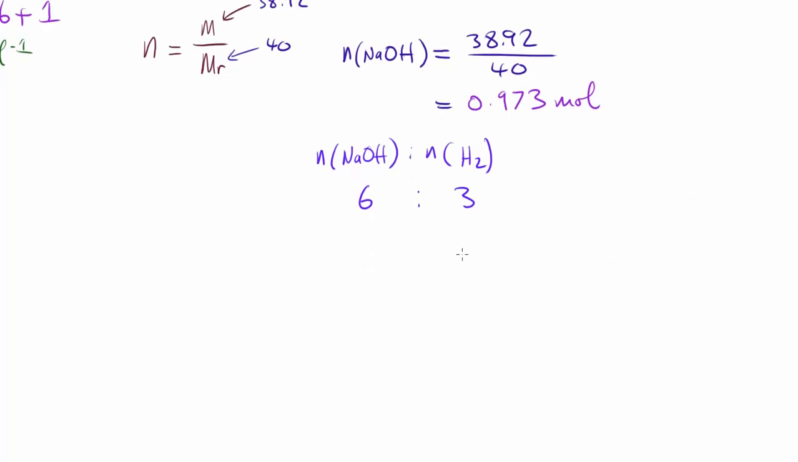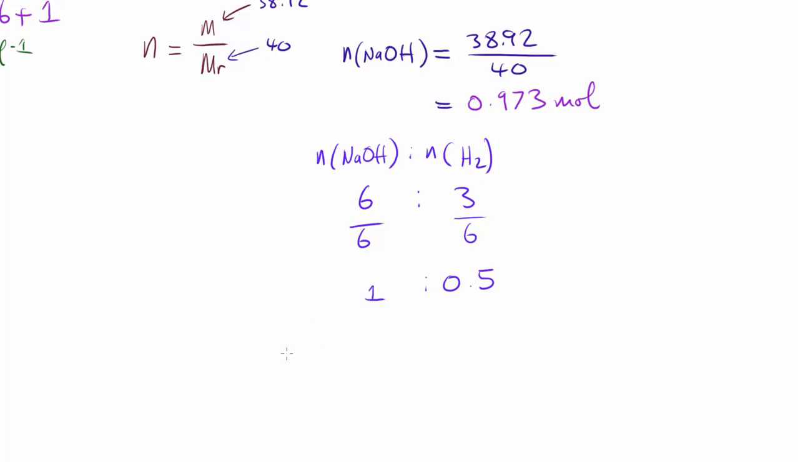And if we try and get the value on the left, so the NaOH, down to 1, right, you're going to have to divide it by 6, and do the same to the other side, right? So divided by 6, we're going to have 1 on this side, and on this side we're going to have, well, 3 over 6. It's like 3 is half of 6, so we're just going to have 0.5. Okay, but effectively, what does this tell us? Well, it tells us for every 1 mole of NaOH, we're going to get 0.5 moles of H₂.